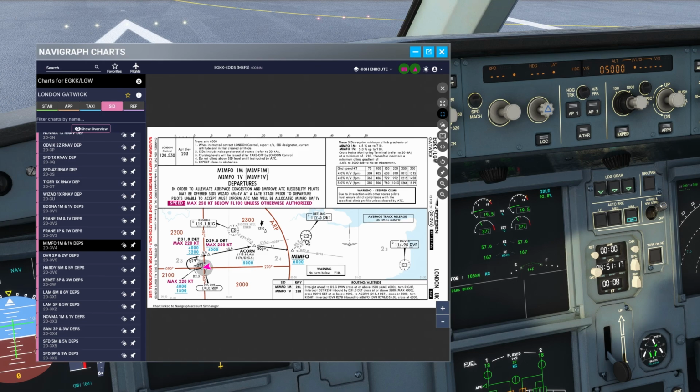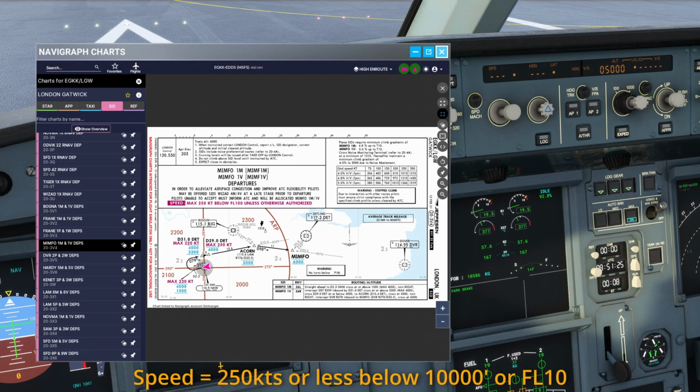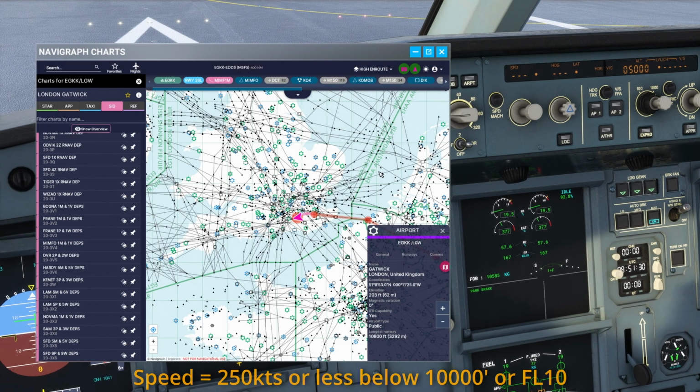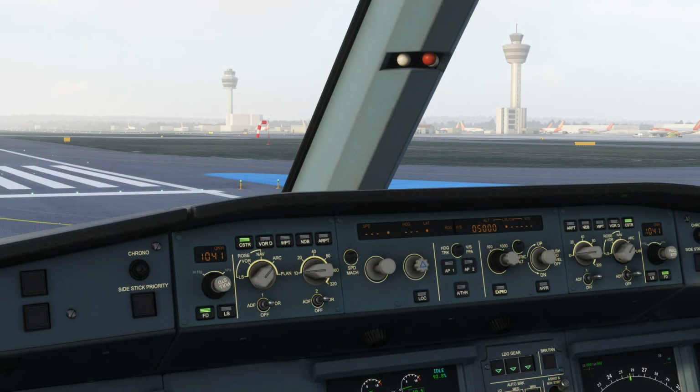For this departure, ATC have given me an altitude of 5,000 feet and a speed not exceeding 250 knots. And 250 knots is a general limitation if you're flying below 10,000 feet. So you can follow me during the flight.